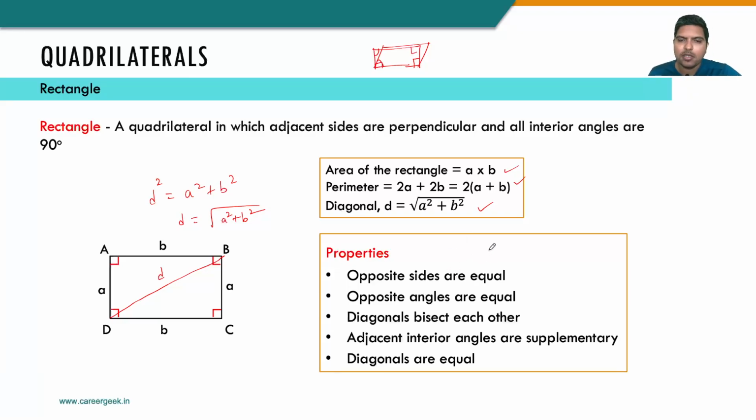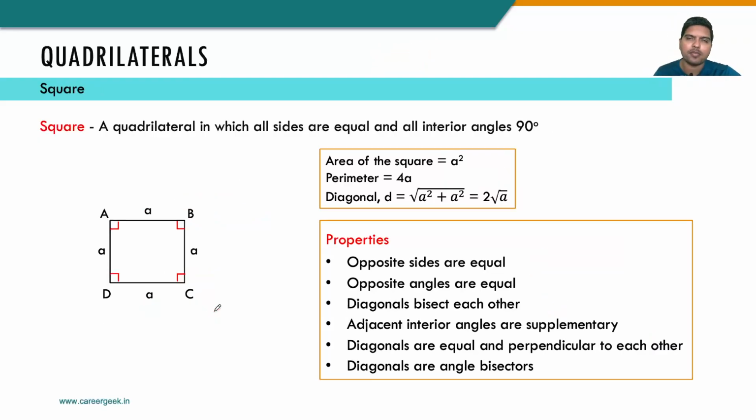The properties: opposite sides are equal, opposite angles are equal, all angles are equal, diagonals bisect each other, definitely. If it bisects in a parallelogram, it will bisect in a rectangle for sure. Adjacent interior angles are supplementary. Of course, any adjacent you take is 90 plus 90. Diagonals are equal. Yes, both the diagonals are equal, right? So all these are self-explanatory.